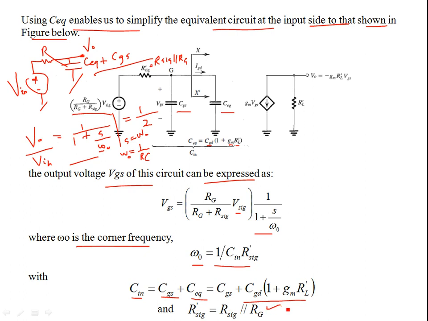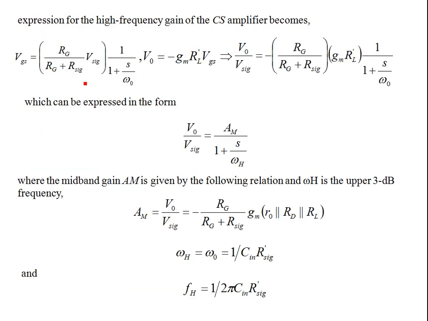RG is normally much greater than R signal, so an approximation can be written as such. This is just the source resistance. So the expression for the high frequency gain of the CS amplifier becomes, if you simplify, you use the first two expressions, and what you can do is just plug in for.